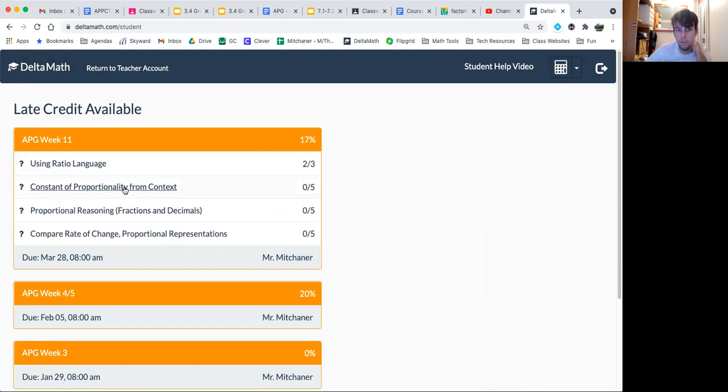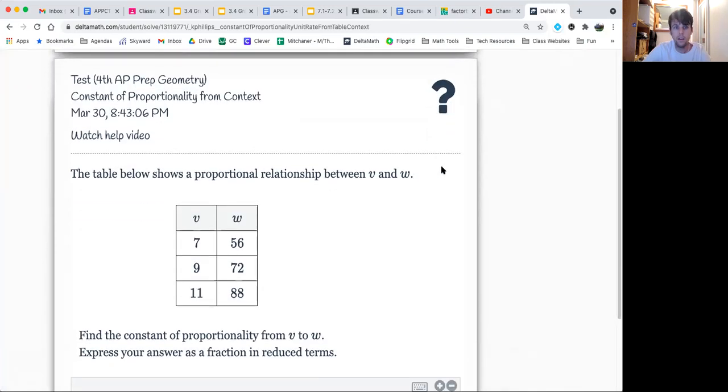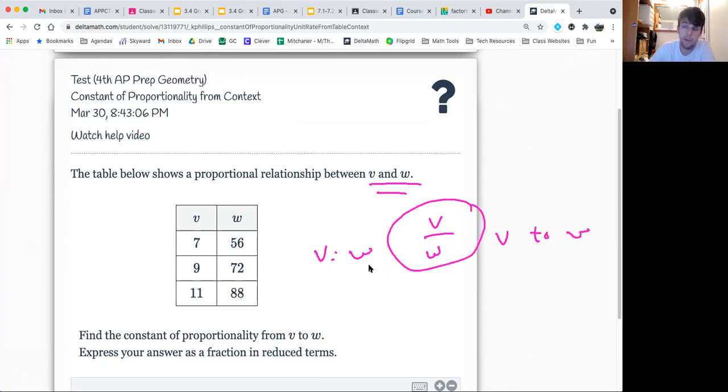So the constant of proportionality from context. The table below shows a proportional relationship between V and W. Proportional relationships means that if I write ratios here, they're going to be equivalent. Find the constant of proportionality V to W. So when we say V to W, we're talking like this, or V to W. We're going to do it in the fraction format because we want to be able to reduce that to a whole number or fraction if we can.